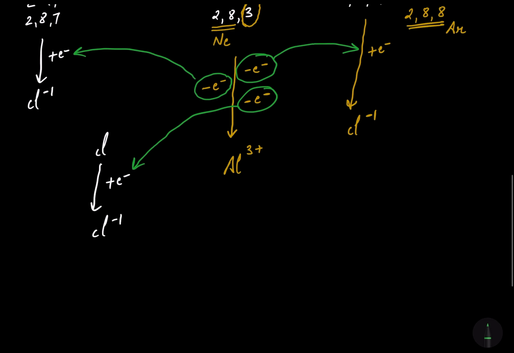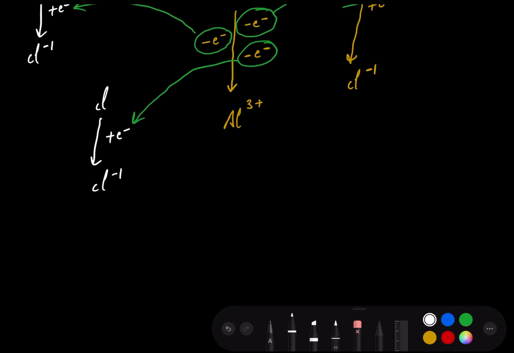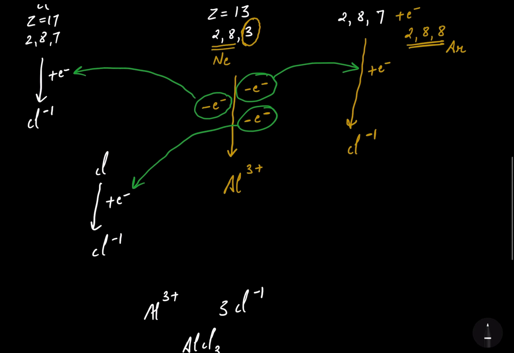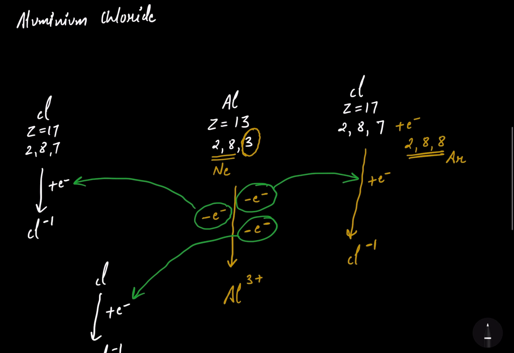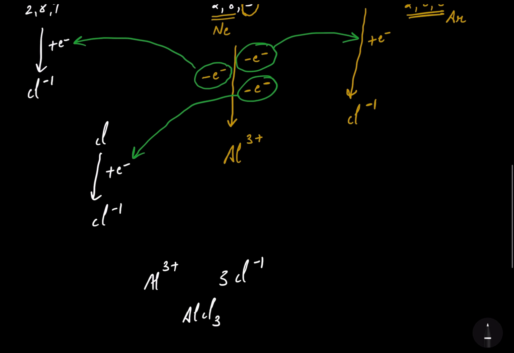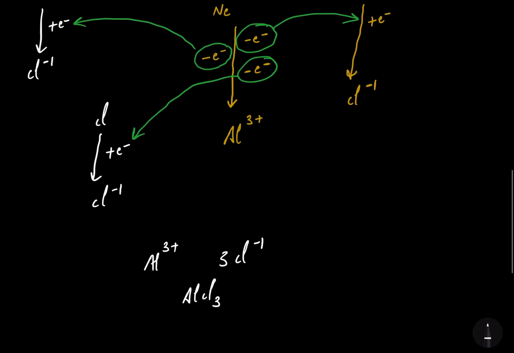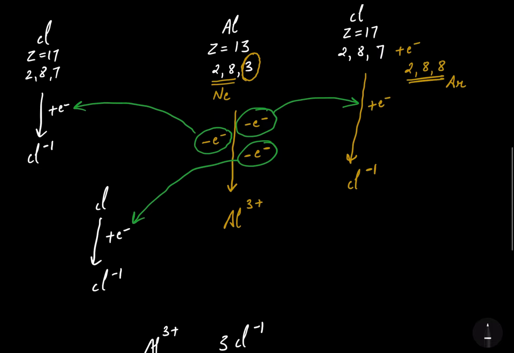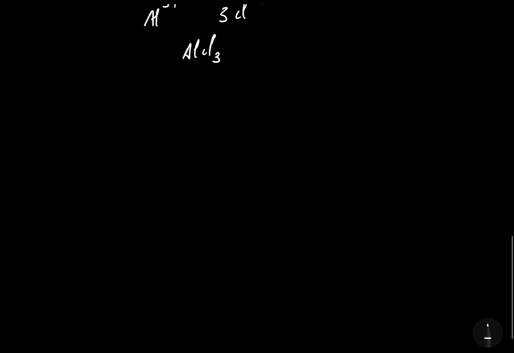So what we got? Here we got 1 aluminium 3 positive ion, and we got 3 chlorine 1 negative ions. So that means our molecular formula comes out to be AlCl3. The formula unit or molecular formula for the ionic compound aluminium chloride comes out to be AlCl3. So it is the simplest way by which I am showing you how to deduce the molecular formula for any ionic compound. So now let's come to the next trick.